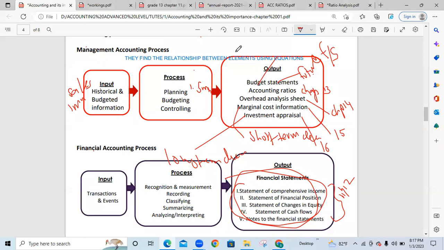Okay, so overhead analysis is where you will try to find the overhead cost. Calculate overhead cost per unit. Maybe you can write like this: overhead cost is the indirect cost of a unit, cost which you cannot directly find. Marginal costing is short-term decision making. Investment appraisal is long-term. Are you all done?